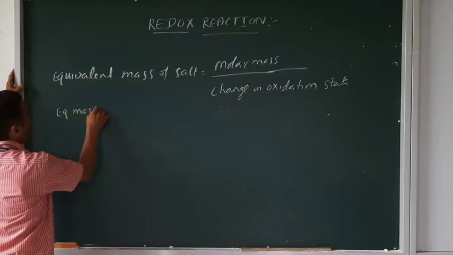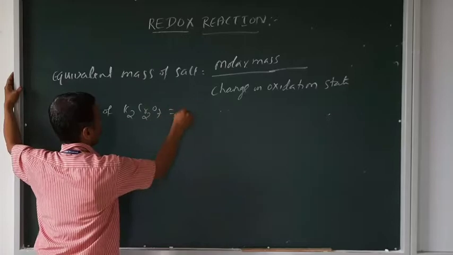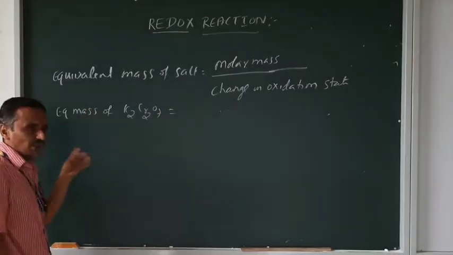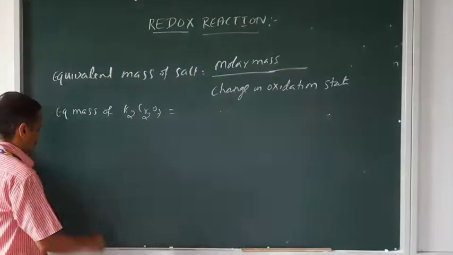Equivalent mass of potassium dichromate, K2Cr2O7, is equal to... First I have to see what is the change in oxidation state.